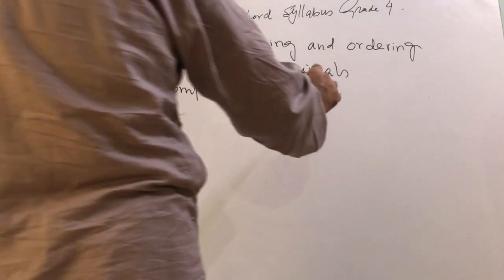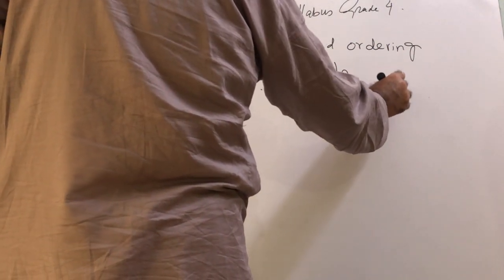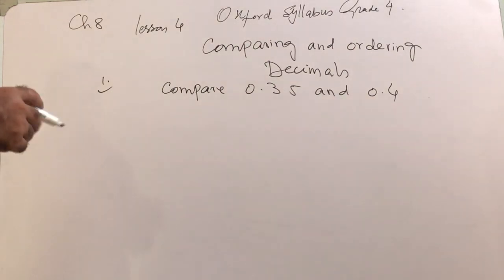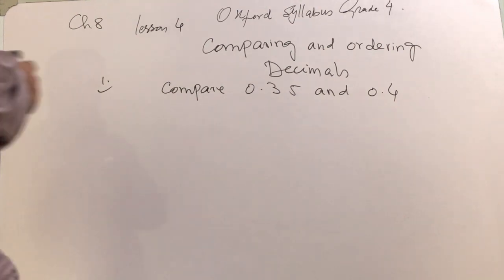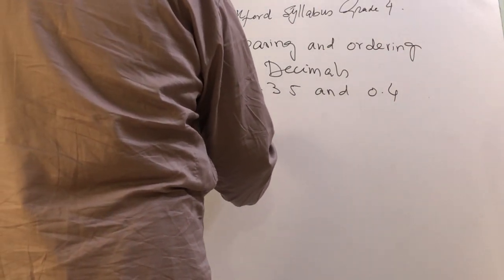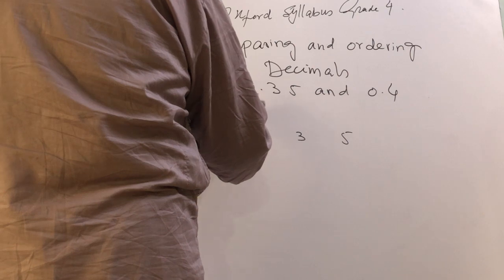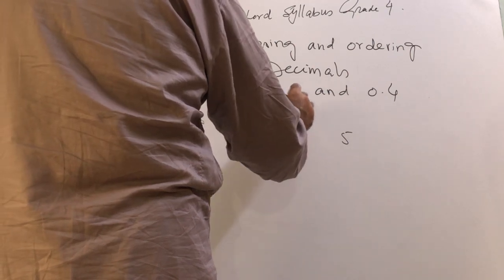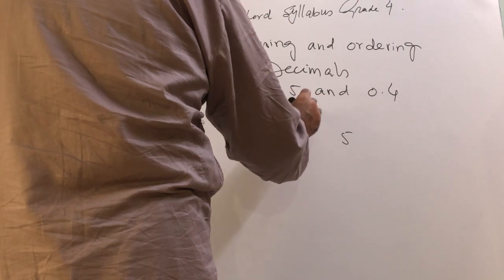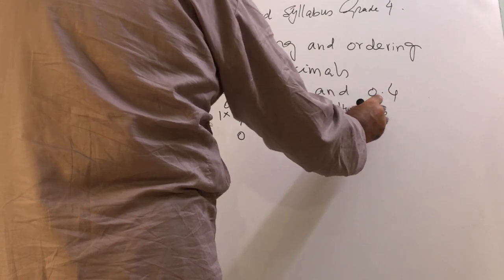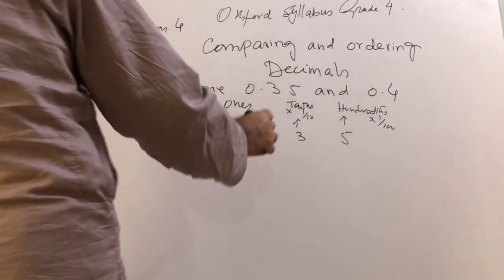So how to do it: question number 1 is compare 0.35 and 0.4. So how would we know which one is greater or which one is smaller? We'll just make the chart of finding the place values. We have 0.35. These are ones, multiply by 1. These are tenths, multiply by 1 over 10. These are hundredths, multiply by 1 over 100. So similarly we have 0.4.